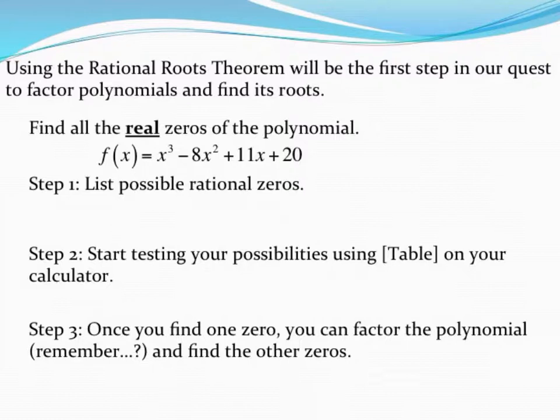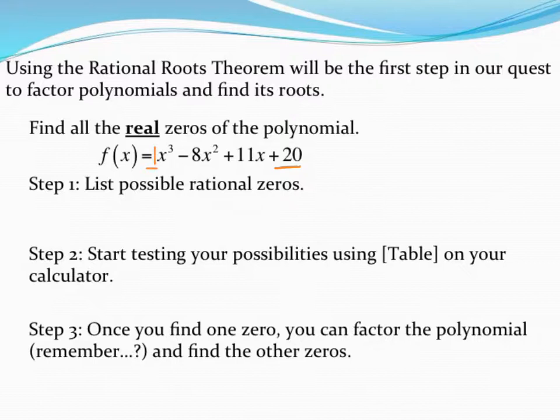And so what we're going to need to do is first make a list of possibilities and then test them using either synthetic division, or what's going to be quicker for us, the table on our calculator to find the zeros. So step one is let's make a list of our possibilities. Recall that to make the list of your possibilities, you need to take the factors of your constant term and divide it by the factors of your leading coefficient.